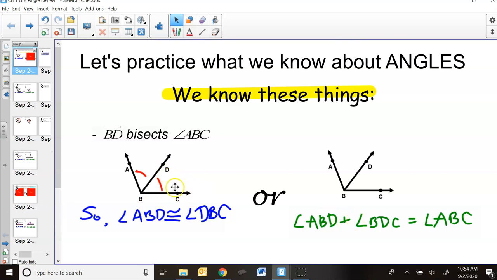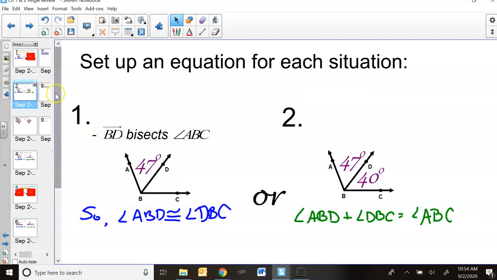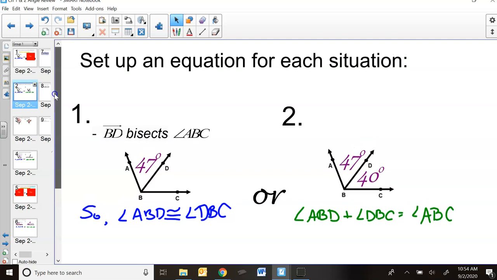I do know on this left-hand one that ABD and DBC also add up to angle ABC, just like what's stated in green, but it's special because I know for sure that BD is the bisector, meaning it cuts it in two equal angles, okay? So how will that look different on problems? Okay, so it says set up an equation for each situation, okay?